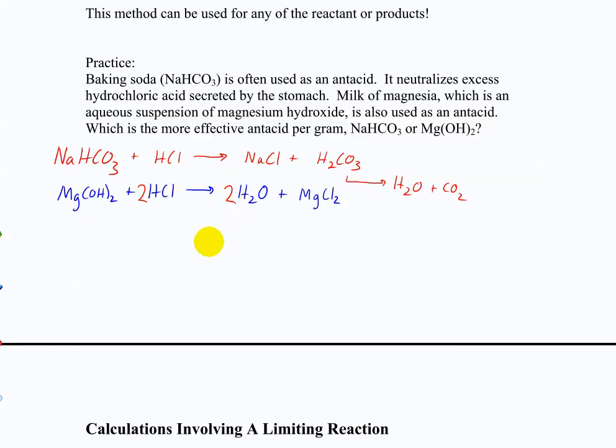All right, now let's go back to that question. Which is the more effective antacid per gram? Before we answer that, which is the more effective antacid per mole? Magnesium hydroxide, right? Because one mole of magnesium hydroxide reacts with 2 moles of hydrochloric acid. 1 mole of baking soda, sodium bicarbonate, only reacts with 1 mole of hydrochloric acid. But that doesn't make the magnesium hydroxide the more effective antacid yet, because we have to look at what would happen per gram. So let's look at 1 gram of each, and you guys do these calculations.